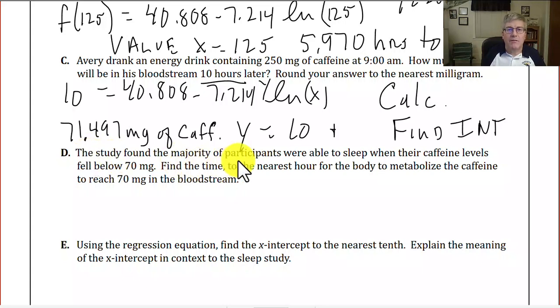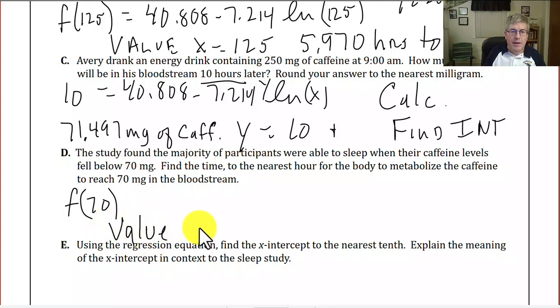D says the study found a majority of participants were able to sleep when their caffeine levels fell below 70 milligrams. Find the time to the nearest hour for the body to metabolize the caffeine to reach 70 milligrams. So again, we want to find the time, so we want to find the y. So in this case, we're just going to do f of 70. So again, I can use the value key on my calculator and do x equals 70 and input that in, and we will get an answer of about 10.152. Let's see how that looks.